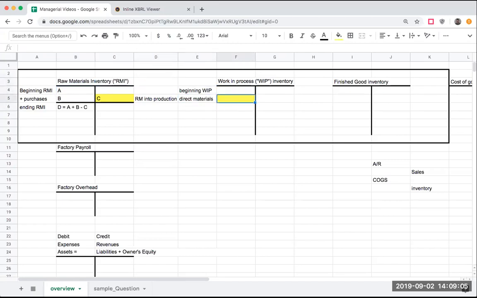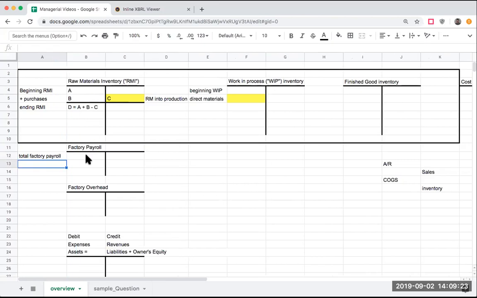Okay. So I've got my beginning work in process, and then I have my direct materials. What else goes into work in process? Well, there's something over here called factory payroll. So I have my total factory payroll. And what exactly is factory payroll? It is payroll that relates to the production process. So I'm going to have a total amount over here for factory payroll.